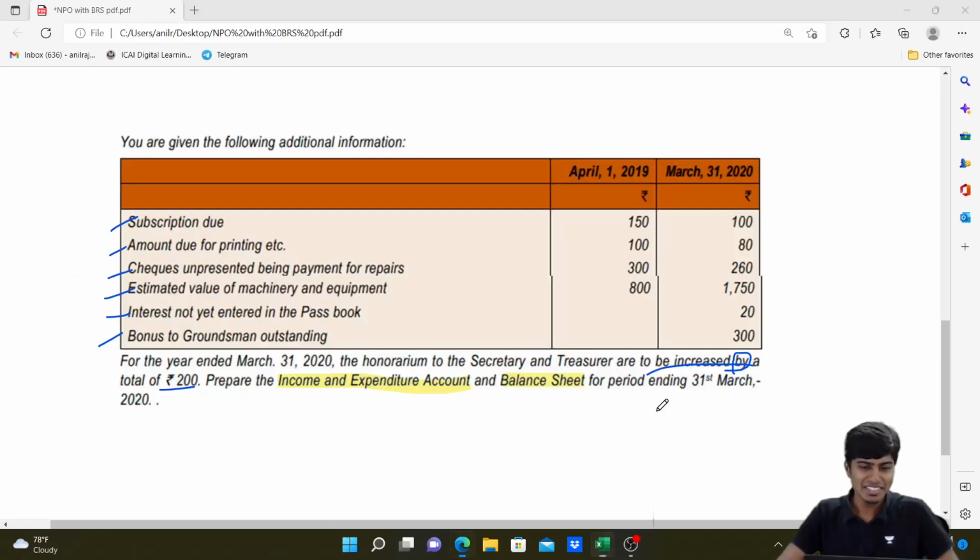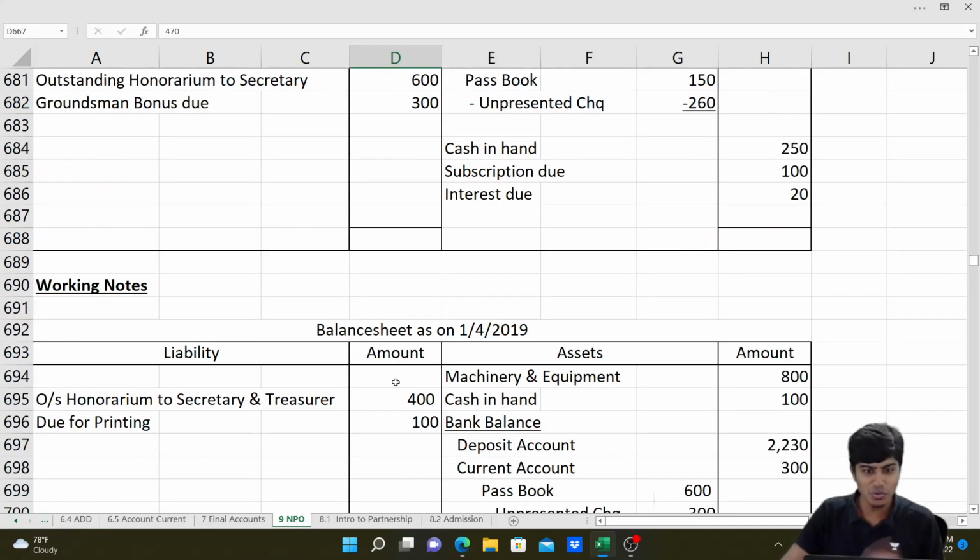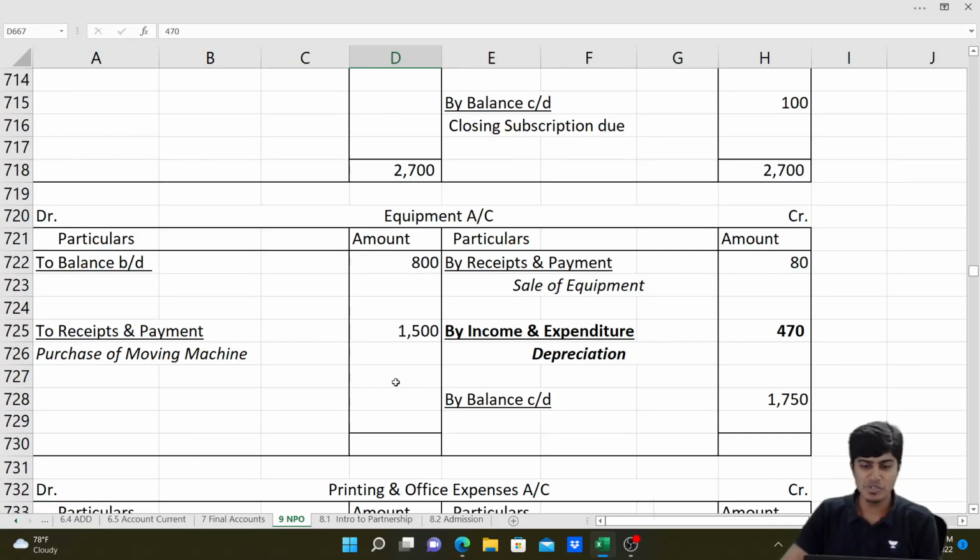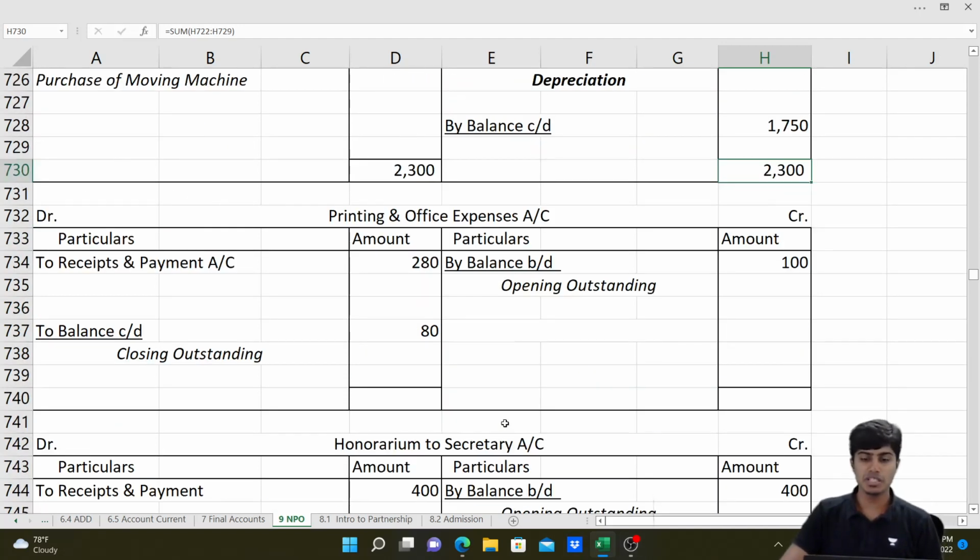Everyone clear? What do we have after this? Oh sorry, why did I go to the question? I only would have to go to the next ledger. So this ledger is closed. 2300, 2300. Come to printing and office expense account.